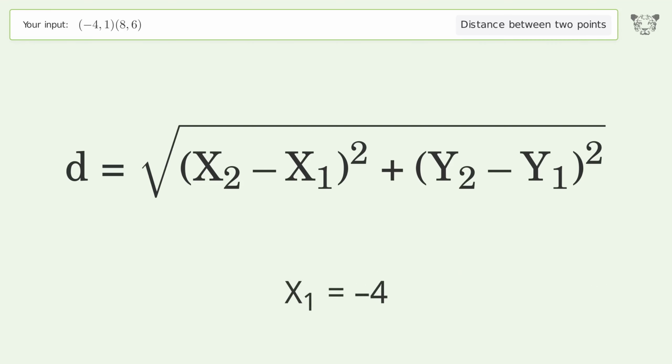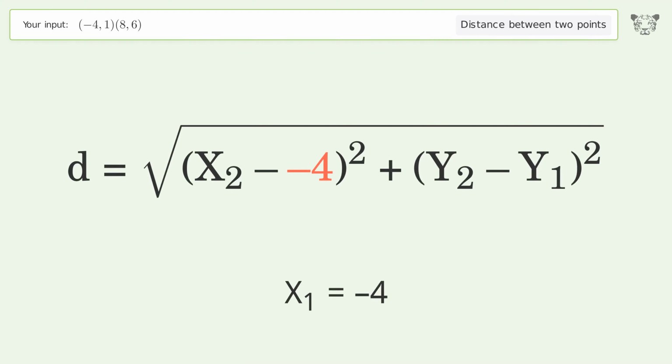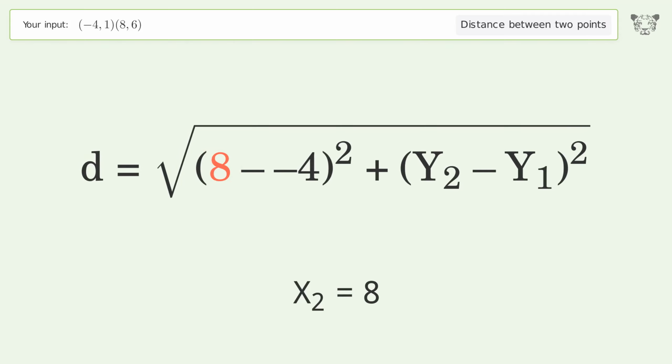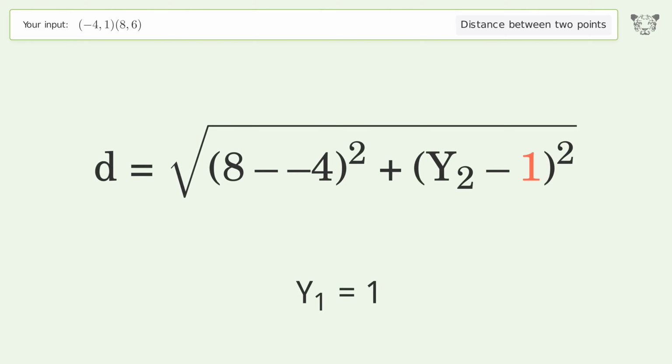x1 equals -4. x2 equals 8. y1 equals 1. y2 equals 6.